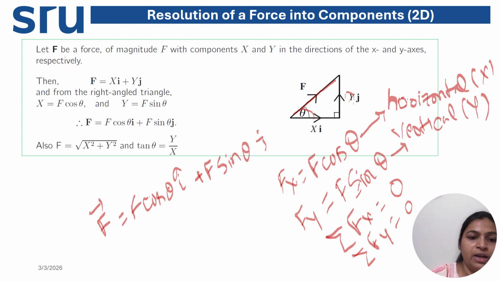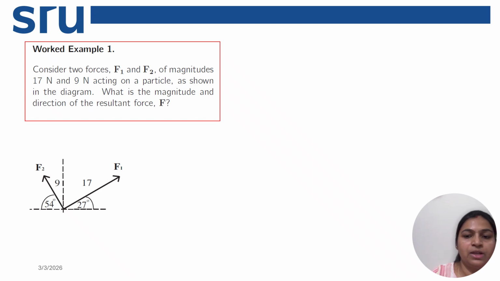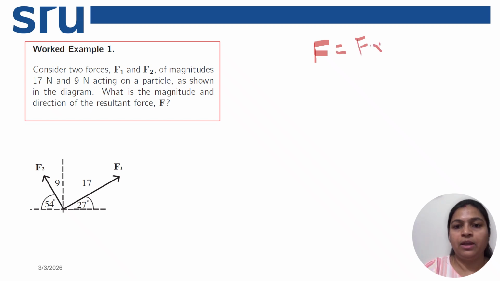Also, we can find the magnitude from this, which is basically the square root of x squared plus y squared. So we can write the magnitude of F as equal to the square root of Fx squared plus Fy squared.